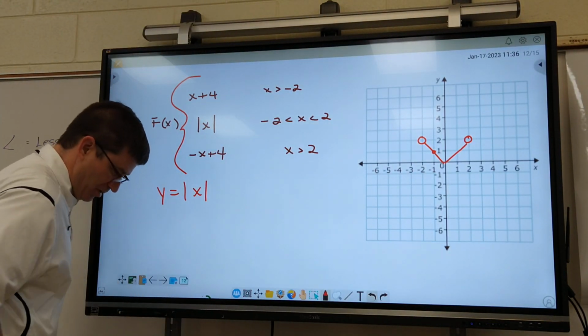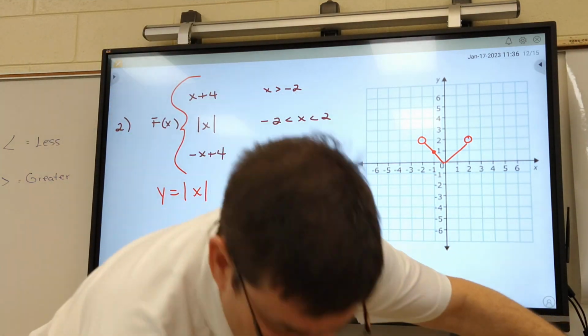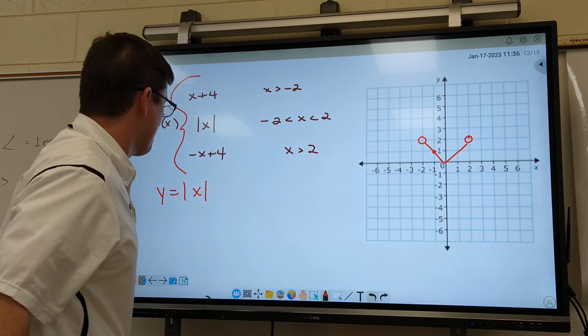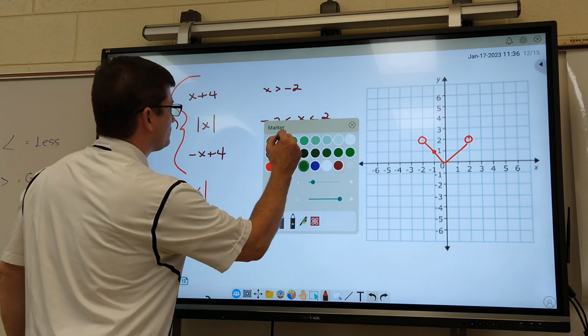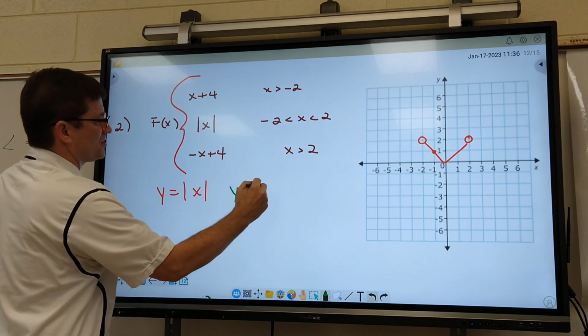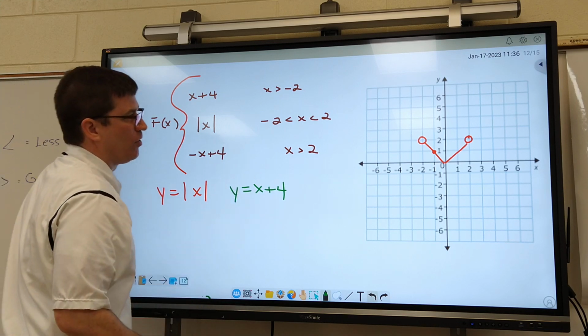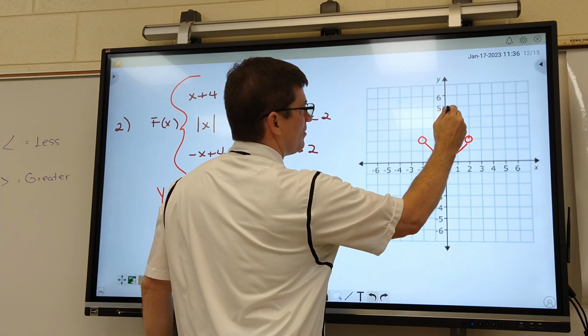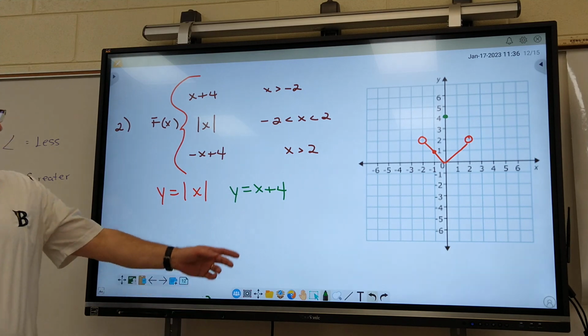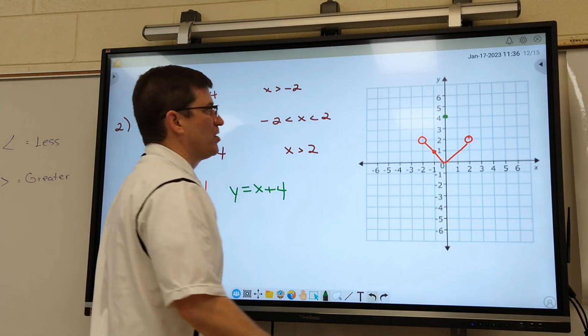All right, let's do the second part of it. Whoops. All right, I've got y equals x plus 4. All right, well, this one shouldn't be hard to graph. We go to 4 for our y-intercept right here. My slope is a 1, so I go up 1 over 1.